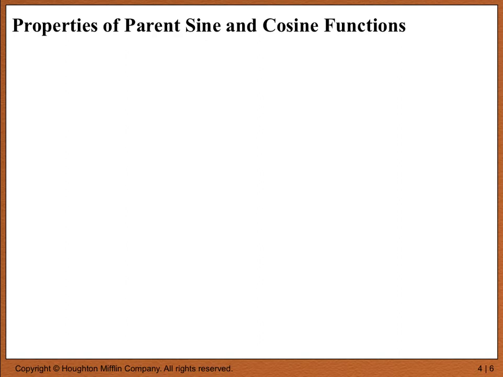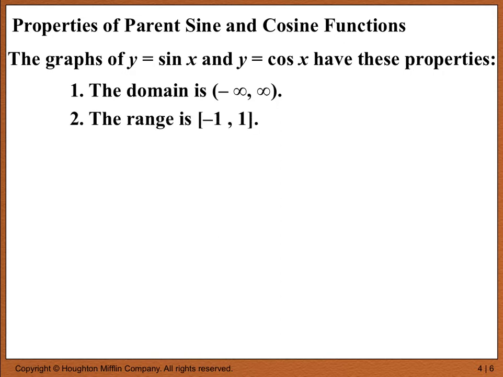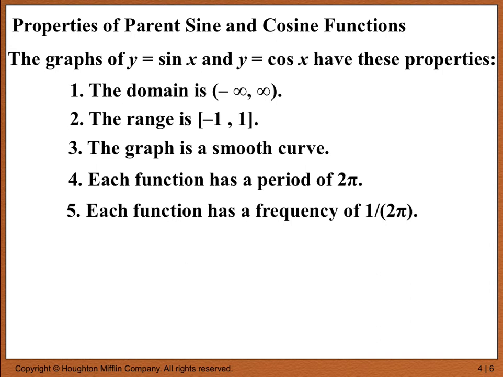Let's look at properties of the parent sine and cosine functions. The graphs of y equals sine x and y equals cosine x have these properties. One, the domain is negative infinity to infinity, all real numbers. The range is -1 to 1, inclusive, includes the endpoints. The graph is a smooth curve. Each function has a period of 2 pi radians, and each function has a frequency of 1 over 2 pi. Remember that a period, as seen earlier, is measured in radians per cycle, whereas frequency is cycles per radian.